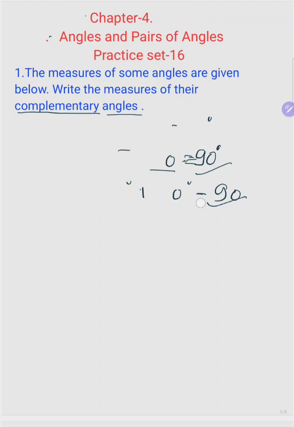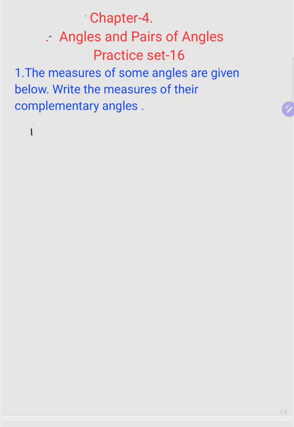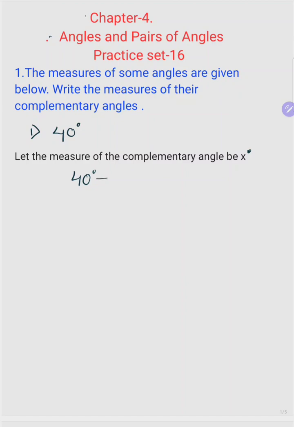And then here we find the complementary angle. First we solve the 40 degree. Here we take 40 degree. How to write? Write, let the measure of the complementary angle be s degree. So it is 40 degree plus s degree equal to 90 degree.